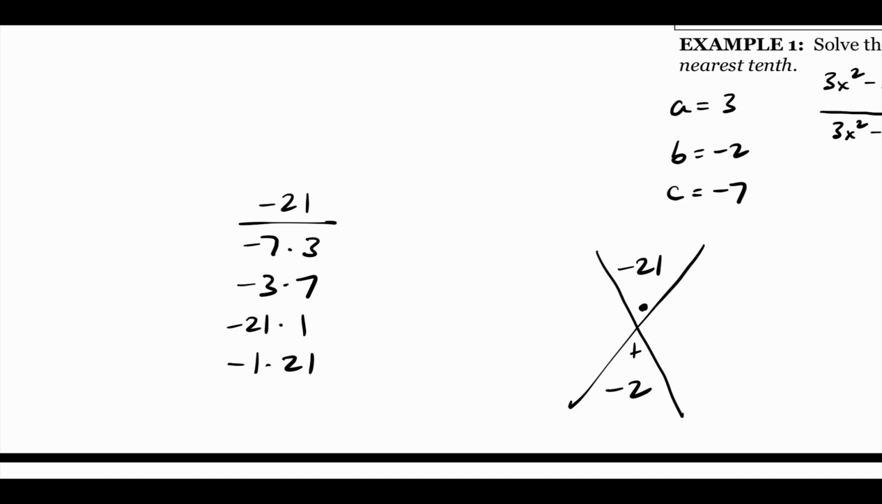So we look and see which ones, if I add them, make -2. The first one, if I add it, makes -4. The second one makes +4. This one makes -20. And then the last one makes +20. So there's no 2 numbers that work when I do that, right? If that happens, then I have to use the quadratic formula. I have no choice. The only way to solve it is by using the quadratic formula.